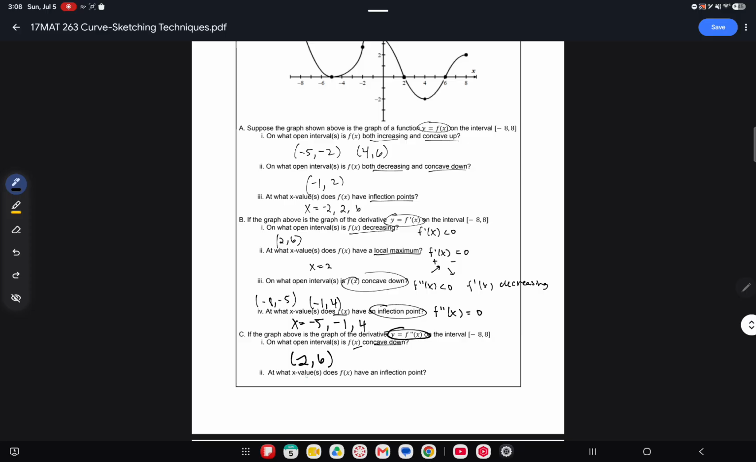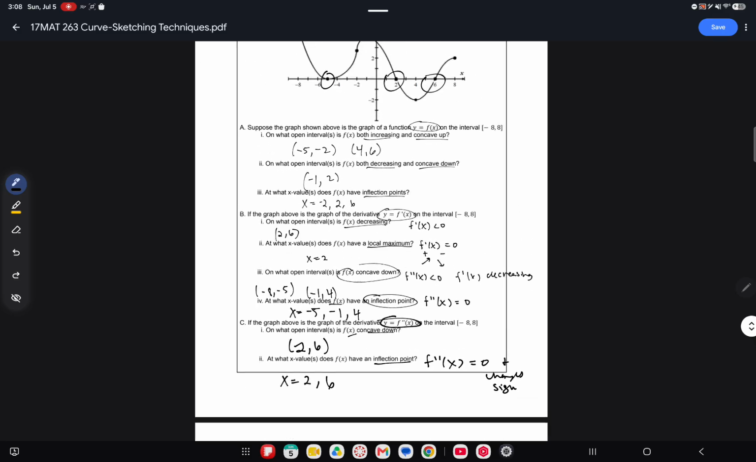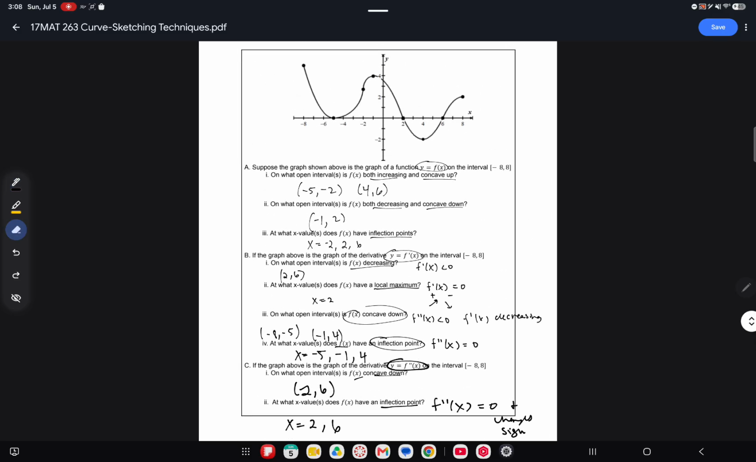And then at what x values does the original function have inflection points? Well, that, again, is when the second derivative is equal to 0 and changes sign. So that's equal to 0, but we don't change sign. So 2 and 6. All right. So that's all for that.